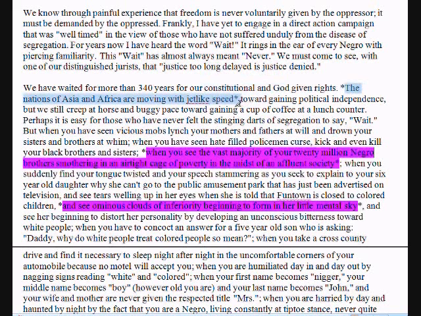Now, we also have a non-example here in the same paragraph. It says, "the nations of Asia and Africa are moving with jet-like speed." Okay, so it's saying that they're moving like a jet. So it's comparing their movement to a jet by using like or like similar to.